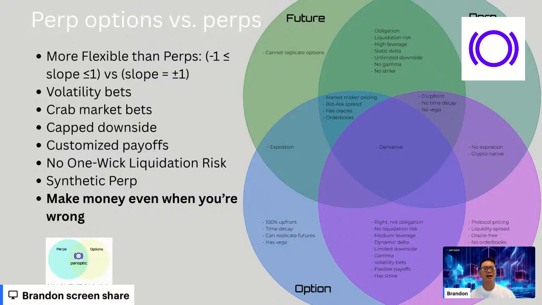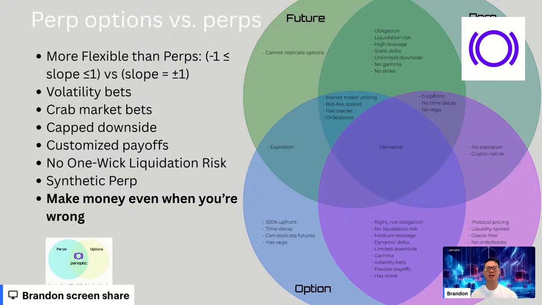Capped downside is protected. It means that if the price moves massively in the wrong direction, when you hold an option, you're less likely to get liquidated and you have protection. Perps don't offer that same type. They're much more likely to get liquidated, even if just one candle, the wick, hits the bottom, liquidated instantly, right? Options, that's not the case.